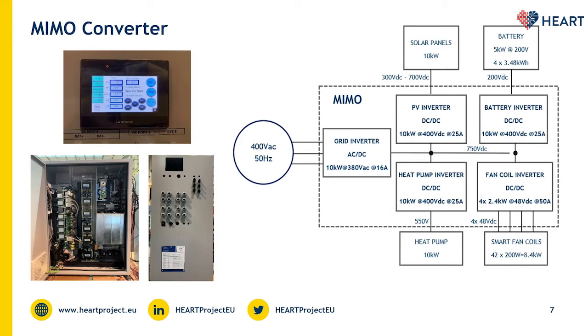Here you can see a more detailed scheme of the MIMO converter. It is equipped with 4 DC ports working at different voltages and an AC port operating at 400 volt to be used for the grid connection. The converter is conceived as an all-in-one component to simplify and speed up its installation.